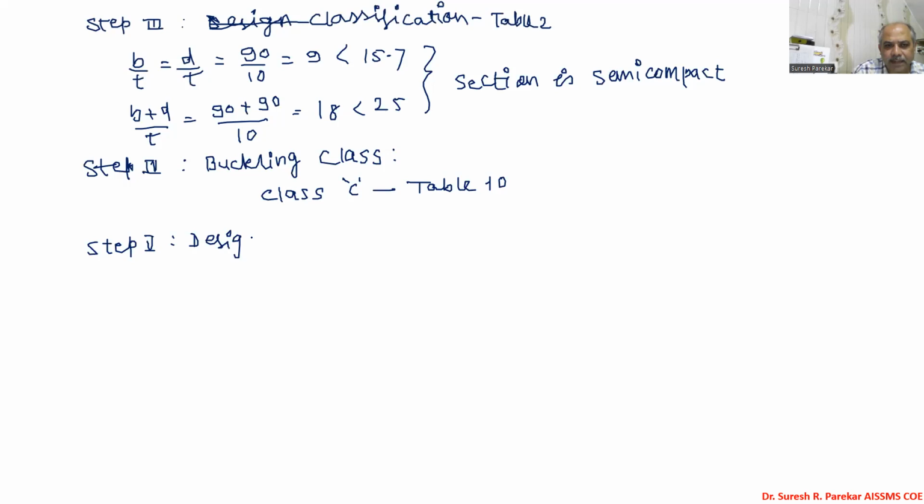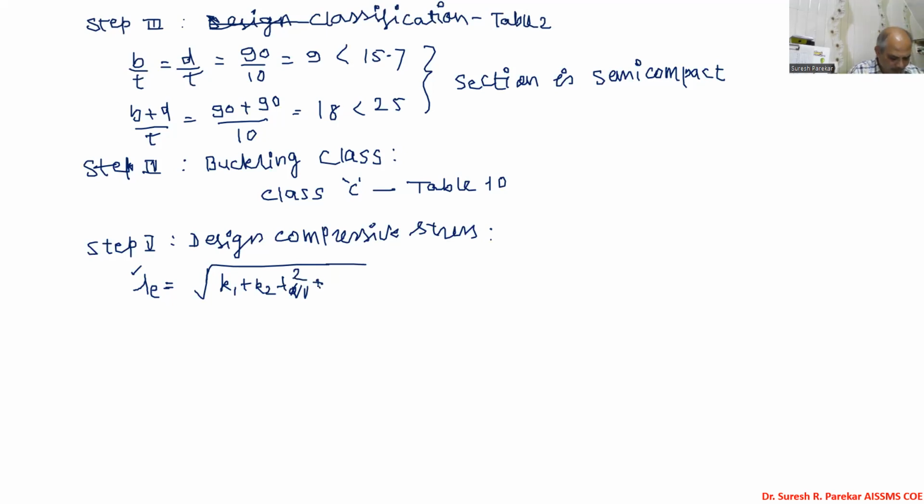Now we cannot use tables, because tables are not allowed by IS code to find the design compressive stress. Though some books give this value, we are not going to use it. Now we have to find lambda E, which is known as effective slenderness ratio. Sometimes in examination the question asks to determine effective slenderness ratio. So clause 7.5.1.2: lambda E equals root of K1 plus K2 lambda vv square plus K3 lambda phi square. Now for K1, K2, K3 we have table 12.